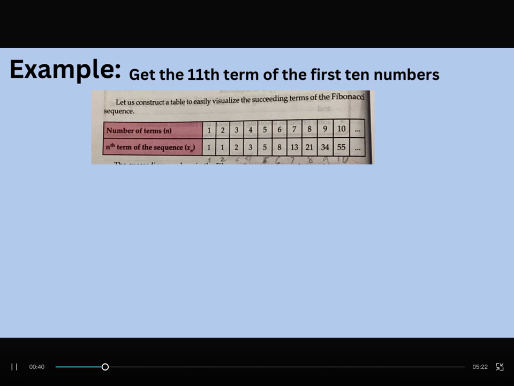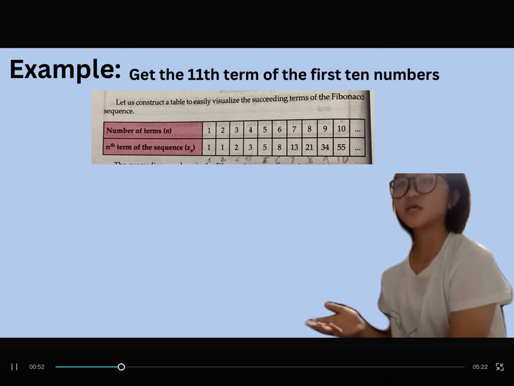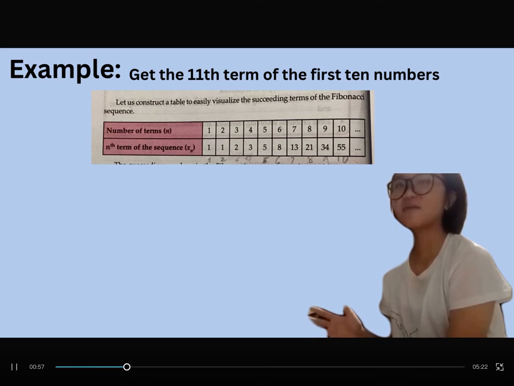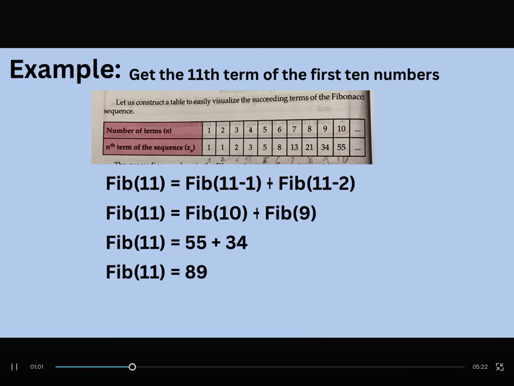We have the number of terms, or n, which is 1, 2, 3, 4, 5, 6, 7, 8, 9, 10, and so on. And we have the nth term of the sequence, which is 1, 1, 2, 3, 5, 8, 13, 21, 34, 55.